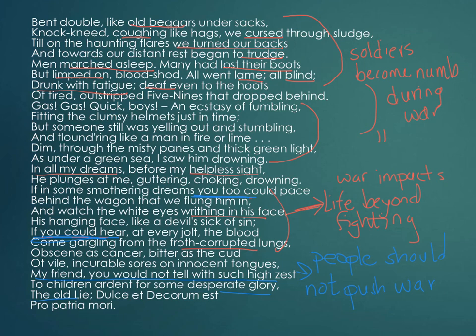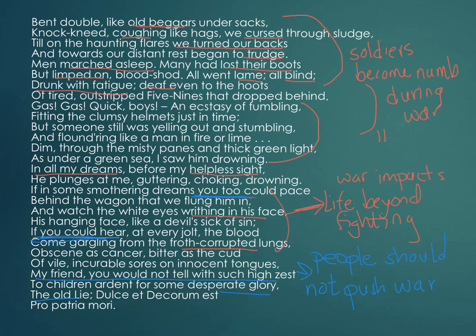And then when we connect that into people should not push war, because war is so damaging, both during war and after, because truly, I think to be numb to that kind of pain is not a good thing. Those who are not fighting should certainly not be pushing war. That would also be a valid cause and effect connection. Because it's so terrible, don't push it. So two connections for you, three different themes.